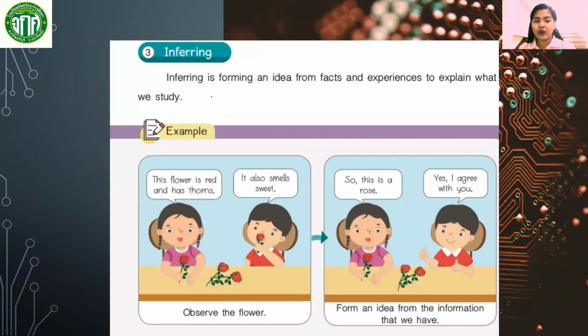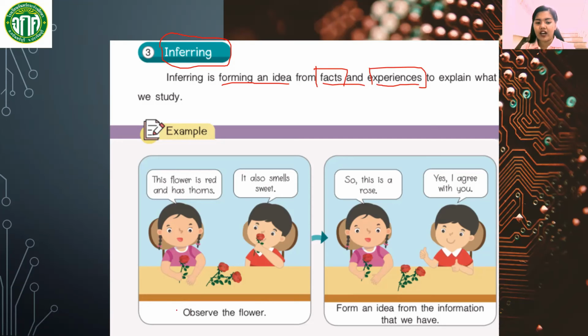Let's move on to number 3. We have inferring. So what is inferring? Inferring is forming an idea from facts and experiences to explain what we study. So we are going to make an idea using the facts and our experiences. We have here an example.